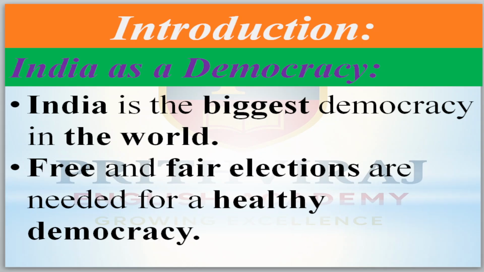Now come to the introduction part. India has a democracy. What does democracy mean? Democracy means that the people choose their own representatives. Before democracy, there was monarchy. In a monarchy, people do not choose their ruler. That is done through heredity, meaning after his father, his son comes to power. That is called hierarchy.